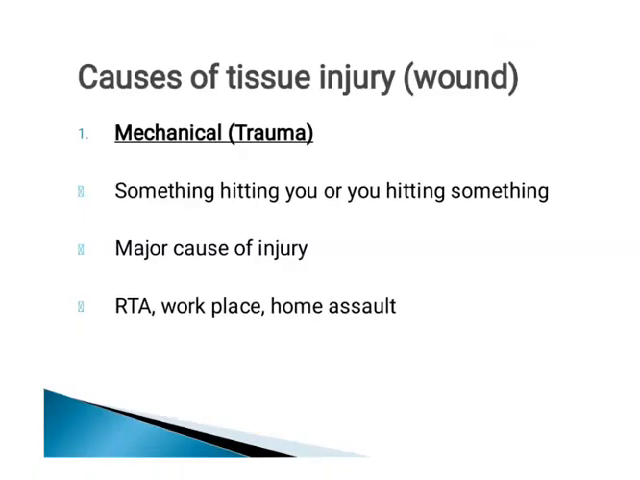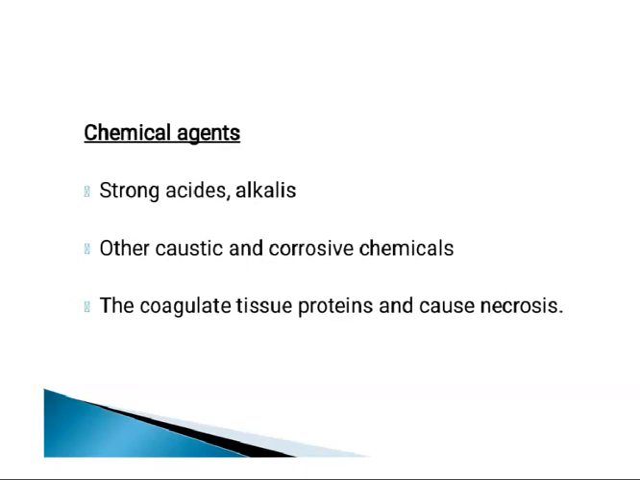Okay, so the causes of tissue injury. It could be mechanical, that's from trauma. So something hits you, or you hit something. That's a major cause of injury. So RTA, road traffic accidents, workplace, and home assaults too could lead to that. And chemical agents, so strong acids, alkalis, and other caustic and corrosive chemicals could result in that.